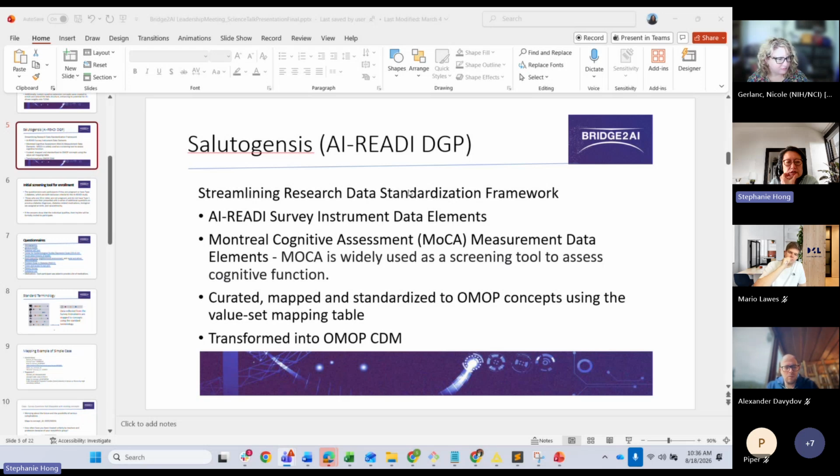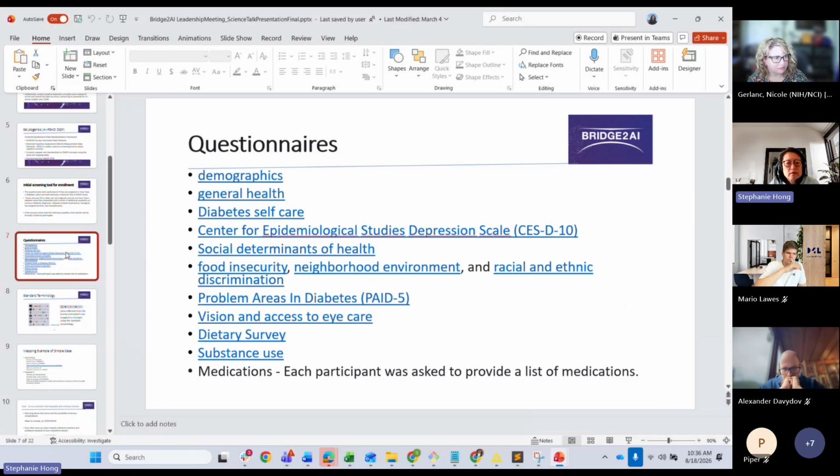And so it's various different screening tools that includes MoCA, Montreal Cognitive Assessment Measurement, the eye vision care, as well as various different surveys that talk about these categories. There is diabetic care, demographics, SDOH type of data, the CSD-10 depression scale, and so there are various different information that were collected.